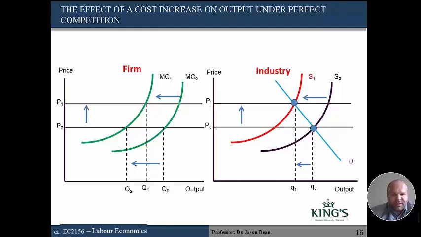Okay, so when all is said and done, the new quantity that the firm will produce will be where the new market price that is higher is equal to marginal cost, the new marginal cost. And so that would be in this representation at Q1. Okay, so output is going to decrease for the firm from Q0 to Q1. So this is a fall in Q.